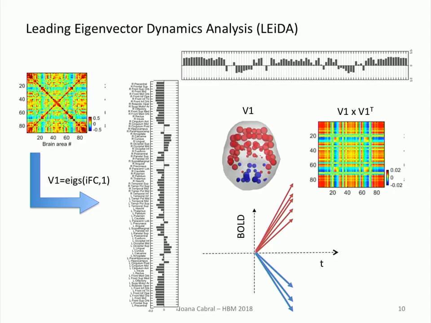Again, this is a simple function from MATLAB, eigs of the IFC one. And so you get a vector, and that vector has 90 values. It has 90 values that correspond to 90 brain areas, because here we are using the AAL.